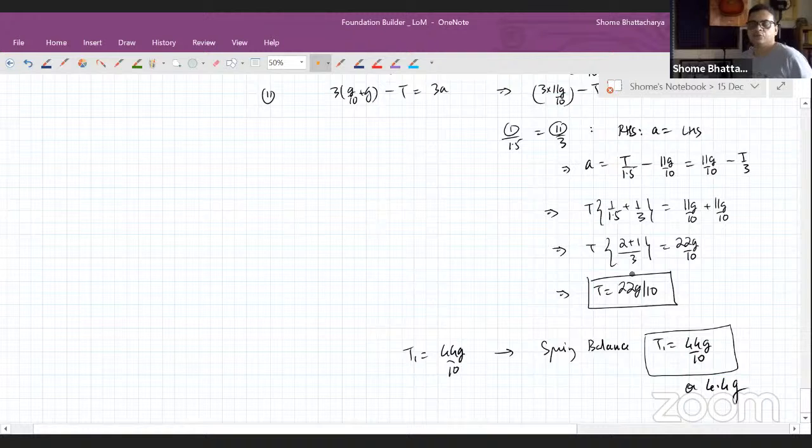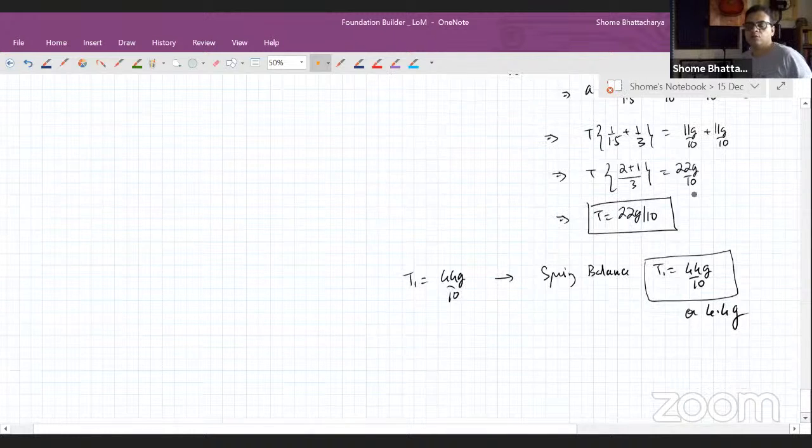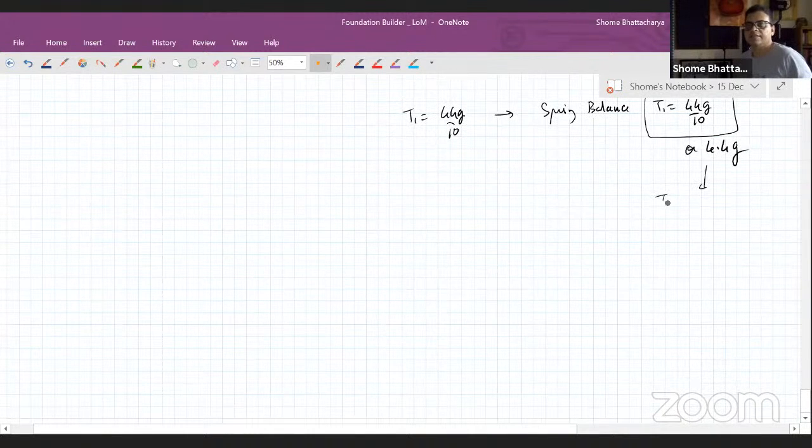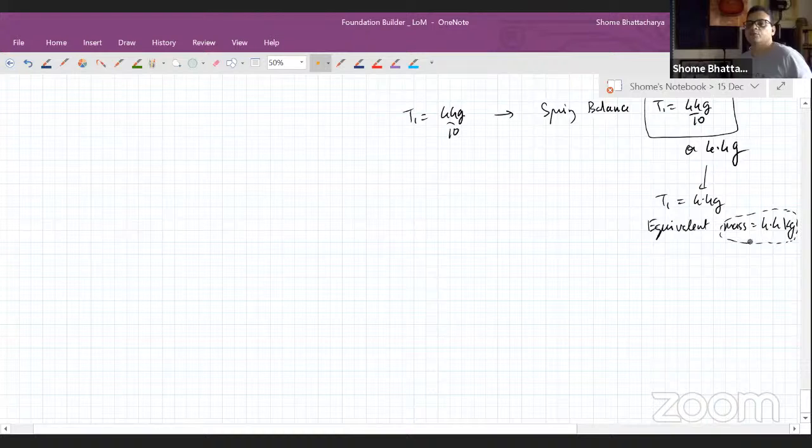If the tension is 4.4 g, it is equivalent to a mass. So a tension of 4.4 g is equivalent to a mass of 4.4 kg. So if we are giving the answer of the reading in kilograms, we should just write it as 4.4 kg.